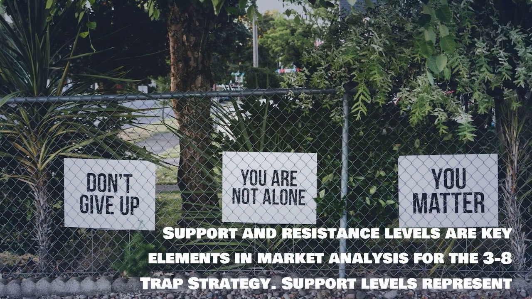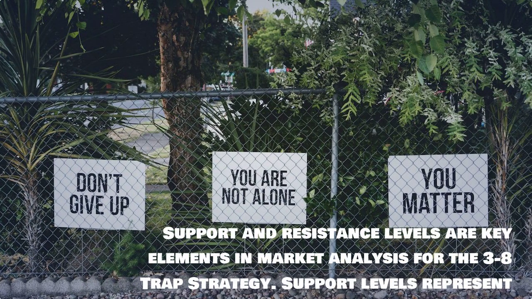Support and resistance levels are key elements in market analysis for the 3 to 8 trap strategy. Support levels represent the price level at which the market often bounces back, indicating a potential bottom, while resistance levels represent the price level at which the market often stalls or reverses, indicating a potential top. By identifying these levels, traders using the 3 to 8 trap strategy can make informed decisions about entry and exit points, as well as potential stop-loss and take-profit levels.